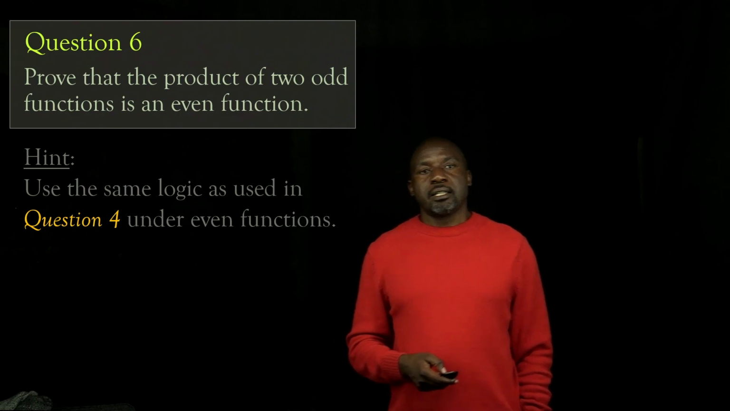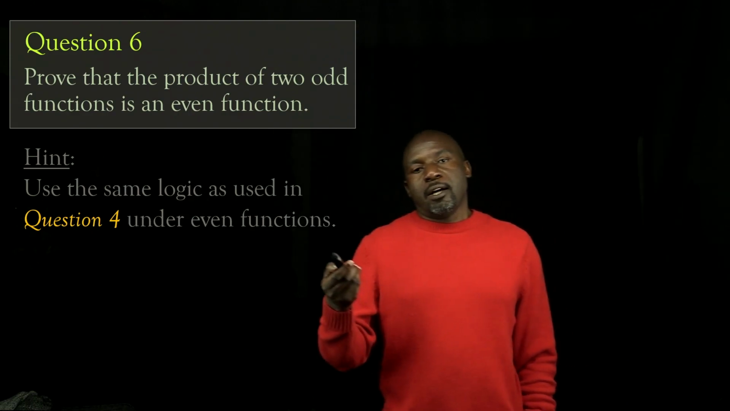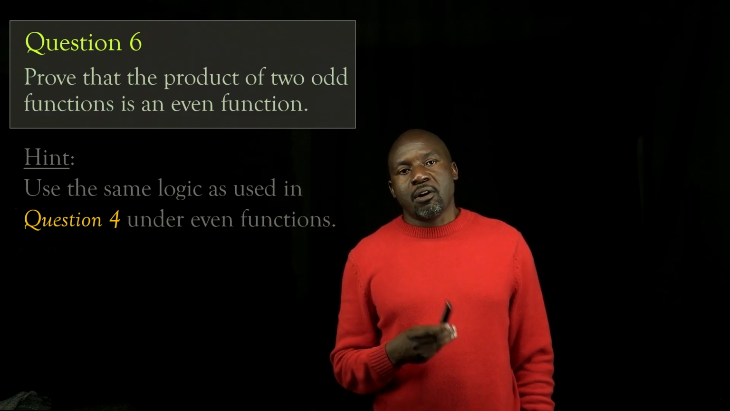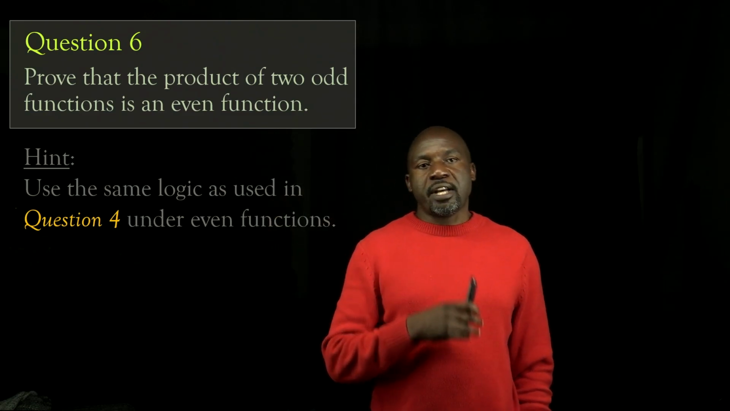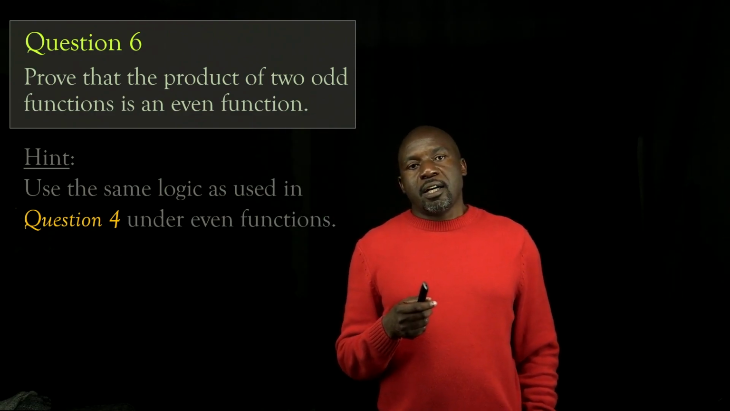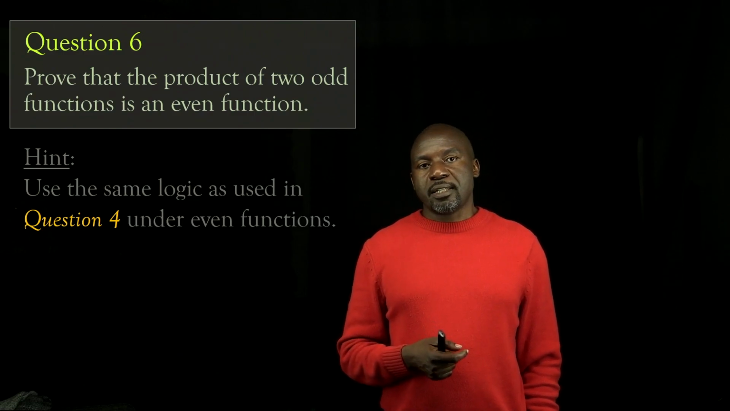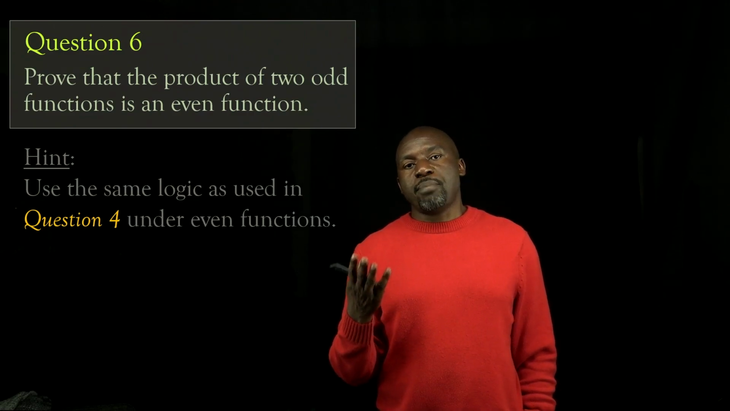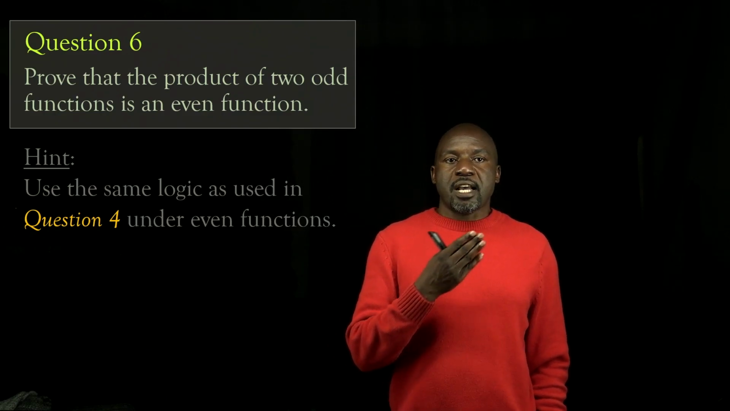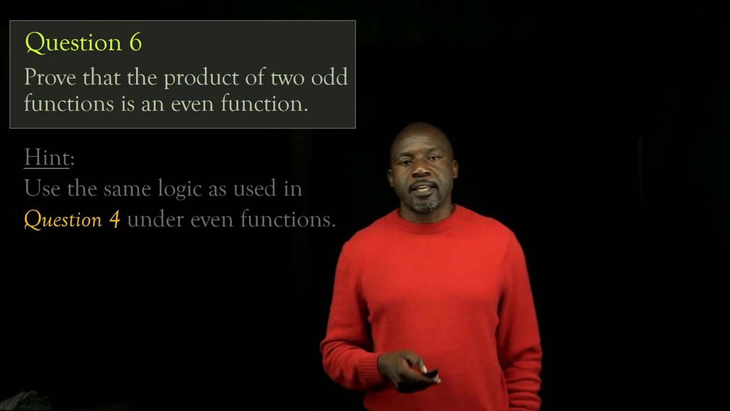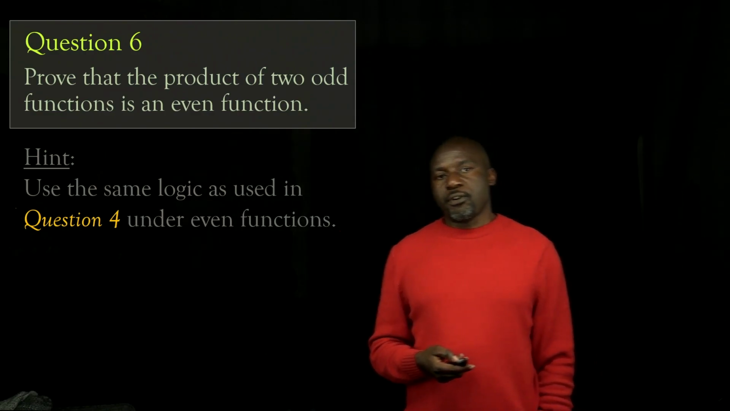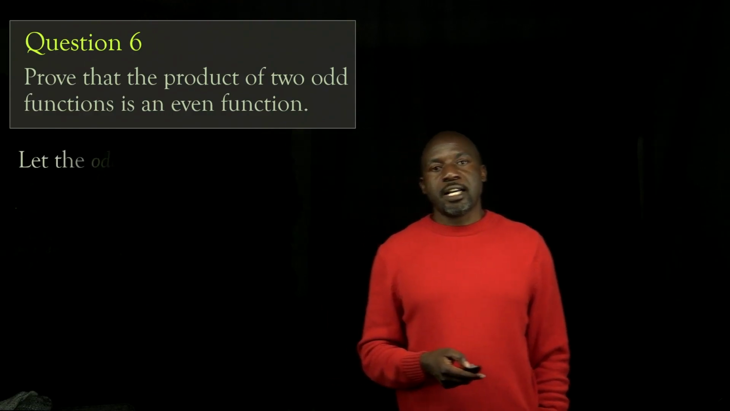If you use that same logic, you're going to say that we have two odd functions, f of x and g of x, all right? And if the product, well, we don't know what the product is, let the product be represented by p of x. So p of x must be equal to f of x times g of x, right? Use the same logic as used in question 4 and even functions, right?